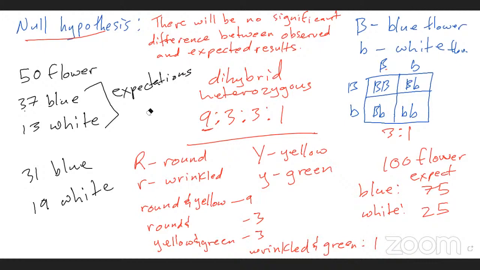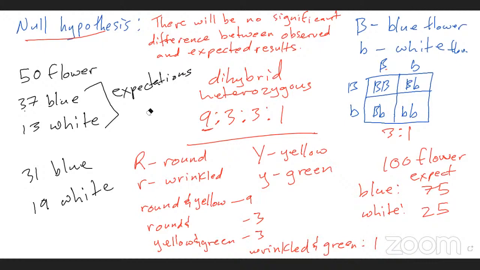All right. So round and yellow, that's 9. No matter which two traits you are combining in a dihybrid cross, the big R that is dominant, big Y that is dominant, the two dominant traits will make up the 9 in your 9 to 3 to 3 to 1 ratio.